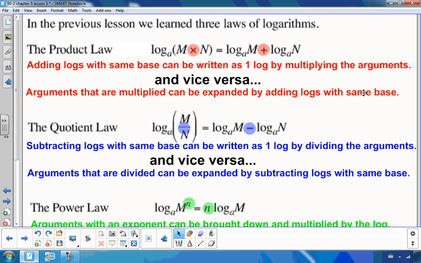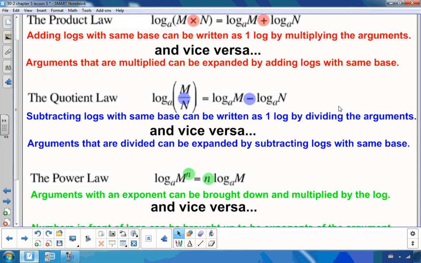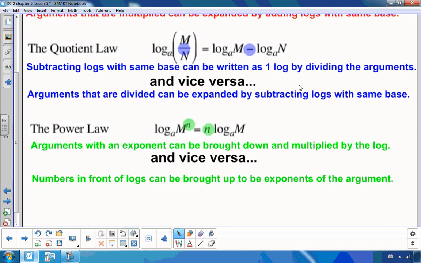The other way is also true. If you have arguments that are multiplied, you can separate those into two different logs that are added. We had the quotient law. The quotient law stated if you have two logs that are subtracted, they can be combined together as one log by dividing the arguments. The reverse is true. If you divide the arguments, you can separate them into two logs by subtracting.